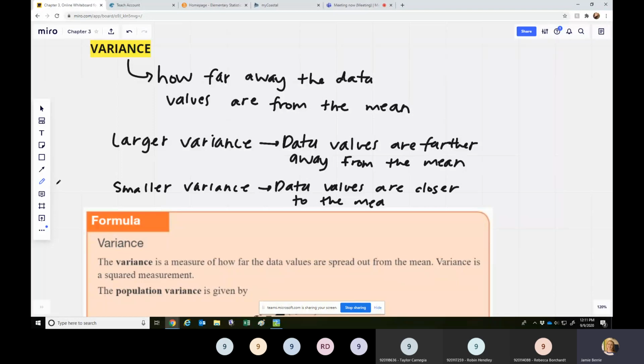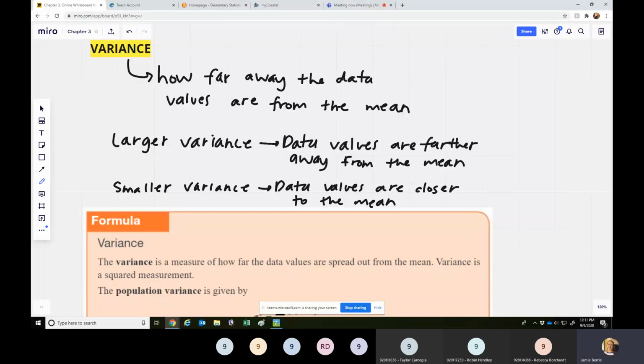So again, variance, range, standard deviation, these are all measures of dispersion, telling you how much the data values are spread out. So a larger variance would indicate that the data values are farther away from the mean. Smaller variance, data values are closer to the mean.